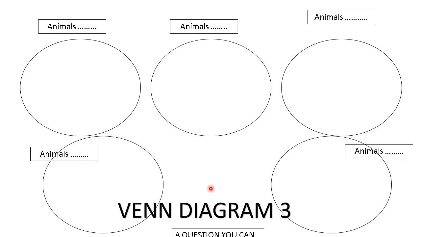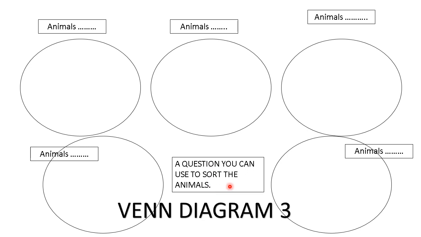And finally, once you have sorted your animals into groups, you need to think of one question that can help you sort all of these animals. So obviously it would be a question with different adjectives or characteristics in it.